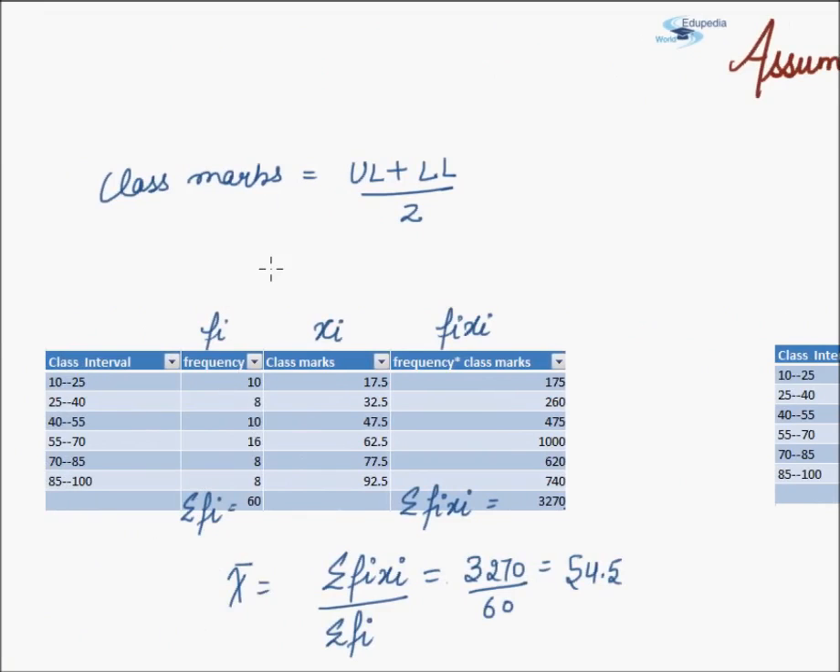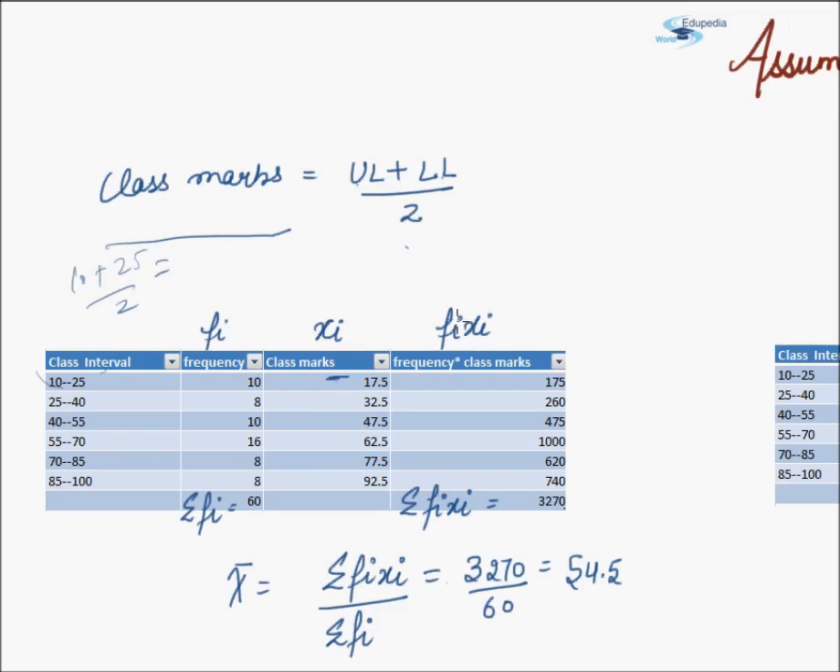In this method, first of all, the concept of class marks was introduced, which was for a given interval, upper limit plus lower limit divided by 2. That is, say for 10 to 25, it was 10 plus 25 divided by 2, which is 17.5.